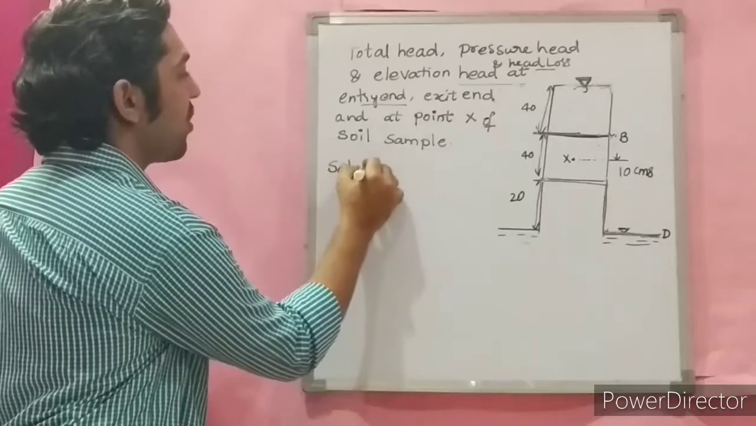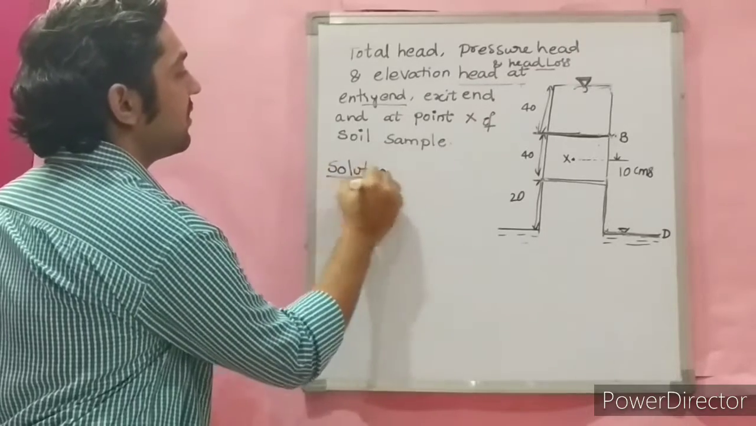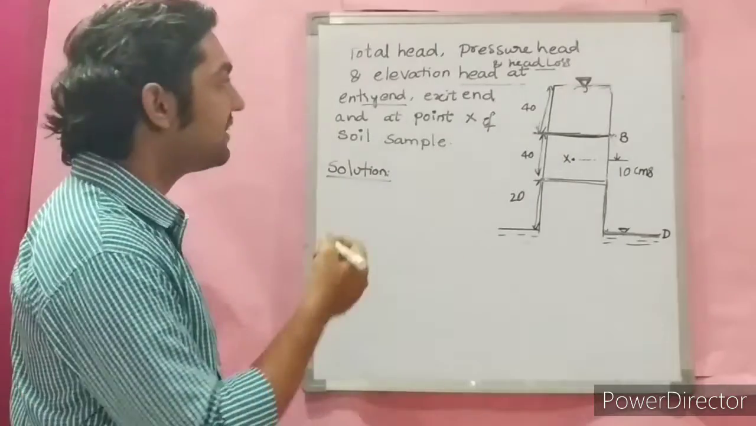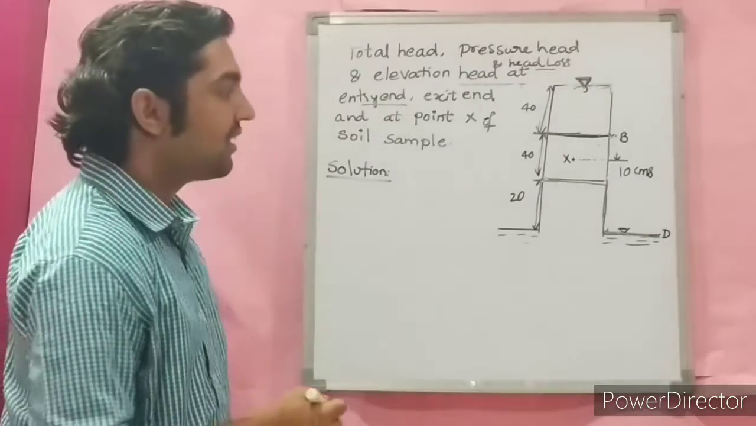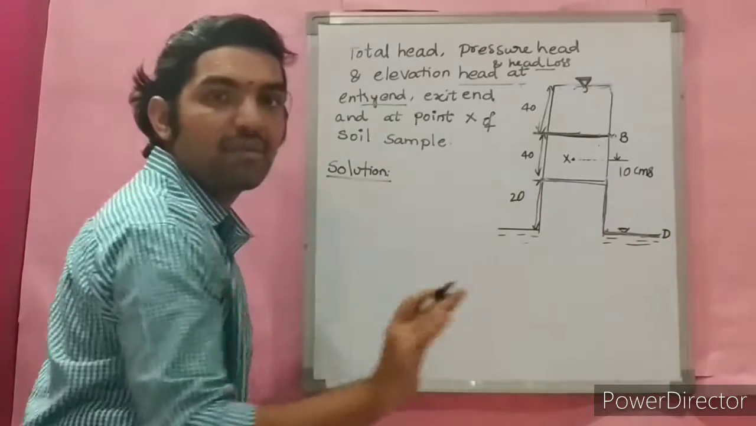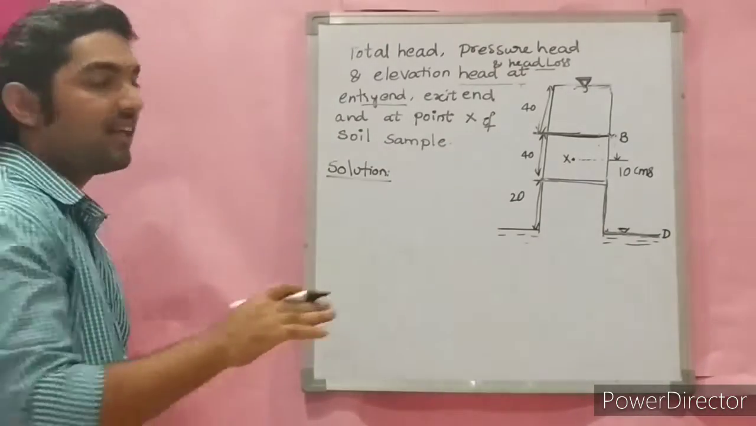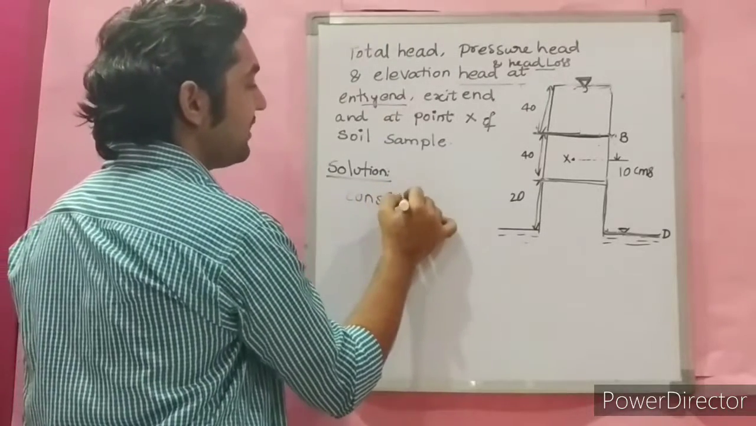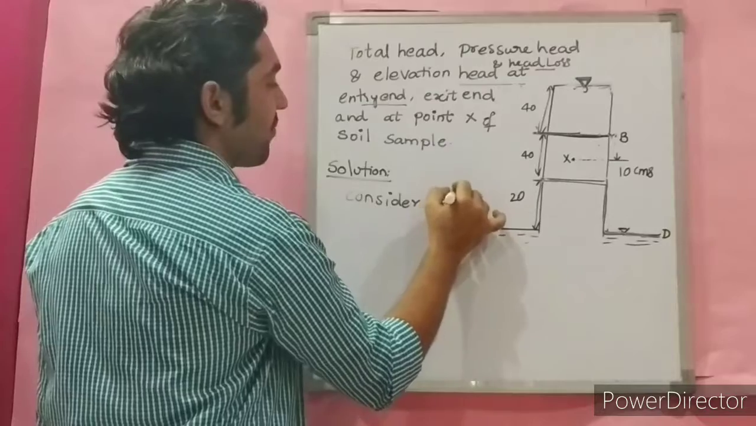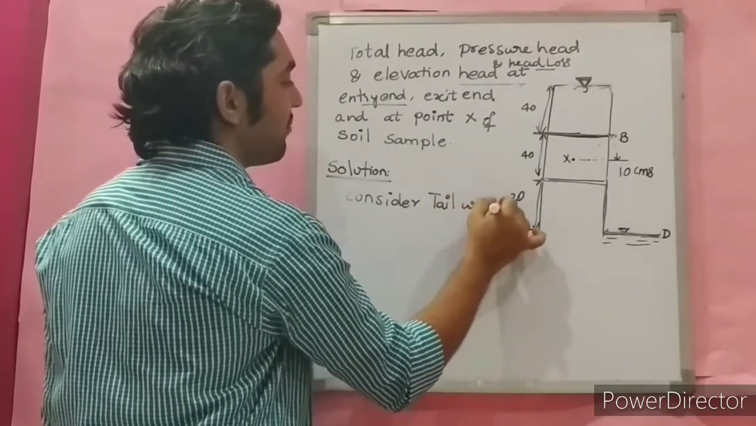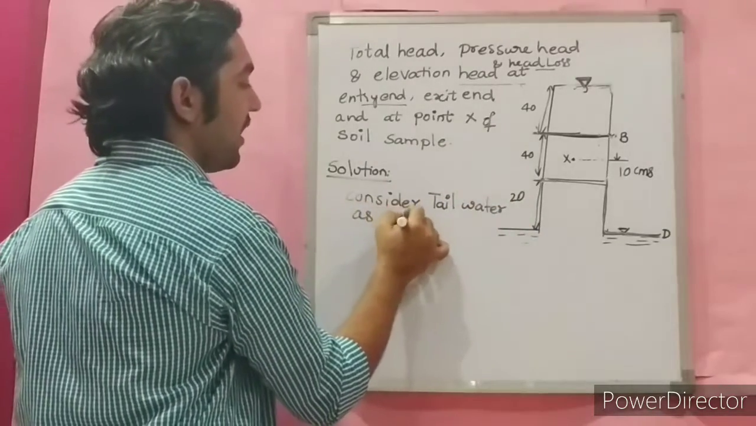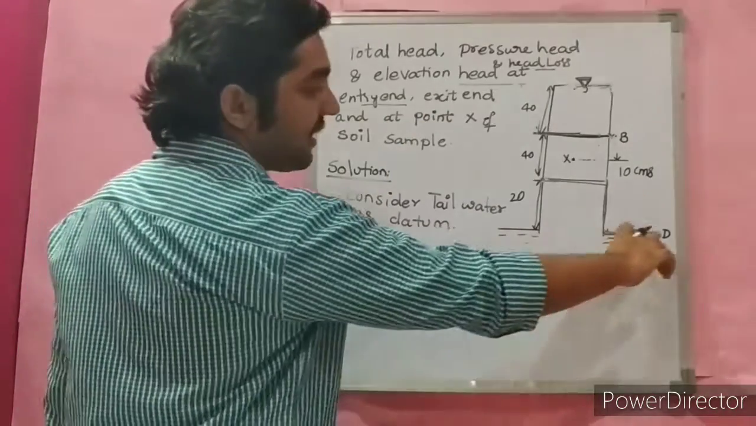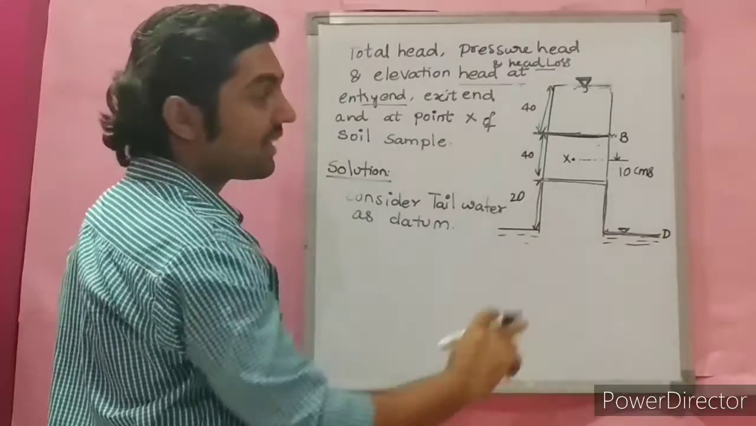Solution to this problem. So how to determine entry and exit end and what is head loss at point X? First you need a reference point. Consider this tail water as datum. Then it would be easy to solve and compute. Consider this tail water point D as datum.